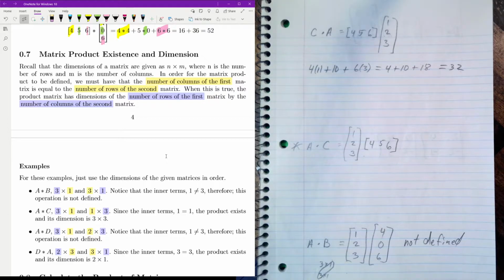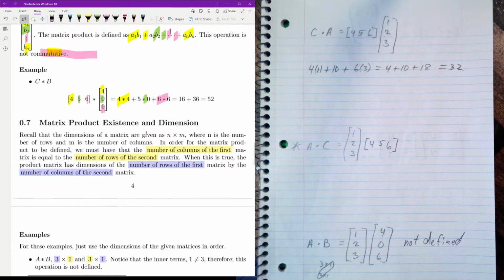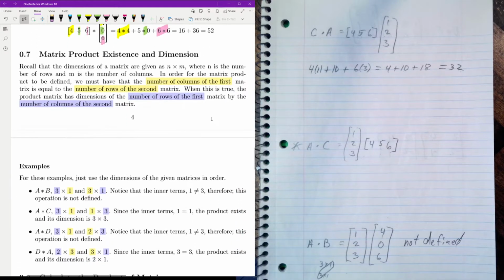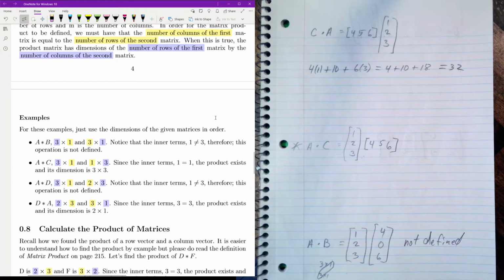So what we're saying is that not only can we multiply row vectors and column matrices, we can multiply together matrices of various dimensions. It doesn't have to be just a single column or a single row.